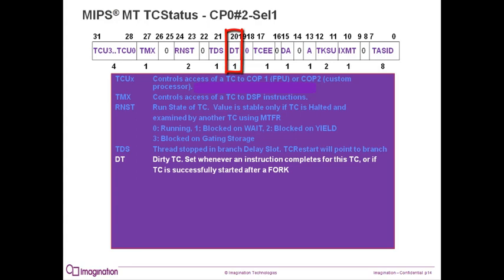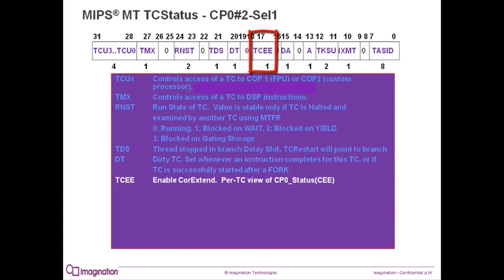The dirty thread bit is set by the hardware whenever an instruction is retired using the associated TC, and on a successful dispatch of a TC via a fork instruction. So if this bit is set, you know the TC has executed, and if you're going to do a context switch, you would need to save the registers. If it wasn't set, no instructions have been executed, so there is no context to save.